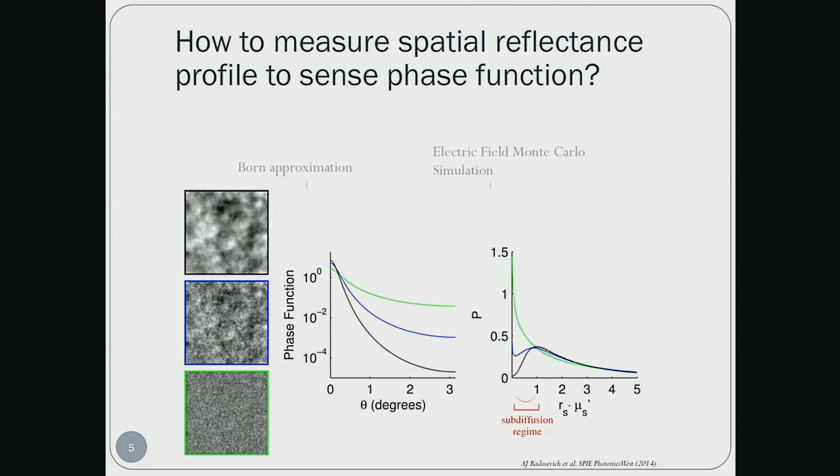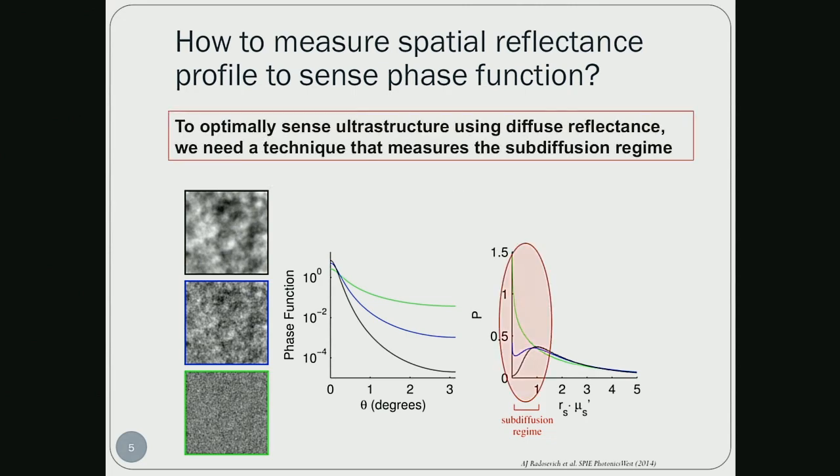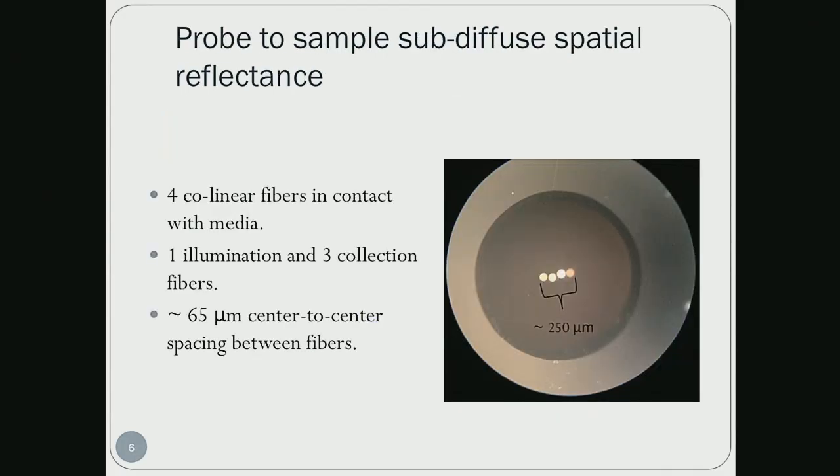It's fairly obvious. You have to measure in the sub-diffuse regime. This means less than 1 mean free path from the illumination source, typically maybe 0.5 millimeter to 1 millimeter in tissue. So we designed a very simple probe to do just that, a very simple design.